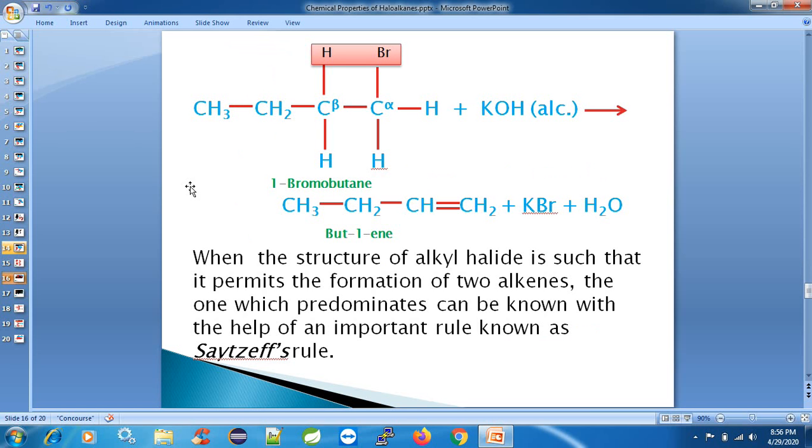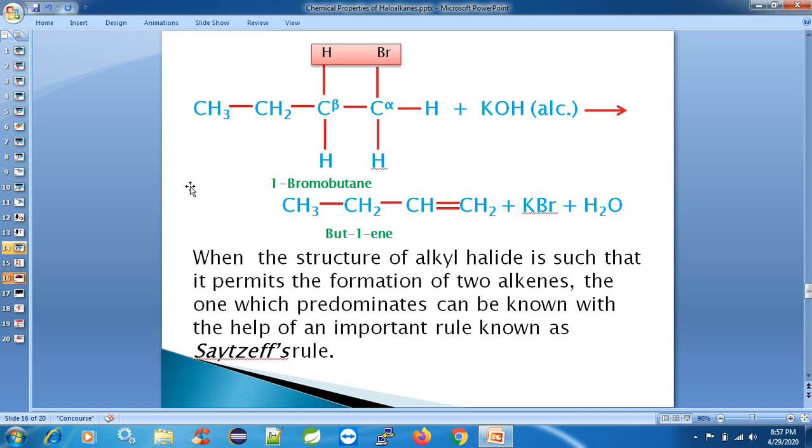So this is about the dehydrohalogenation reaction. As hydrogen and halogen atoms are both removed, it is called dehydrohalogenation reaction. And again, as the hydrogen atom is removed from the beta position, it is also called beta elimination reaction.